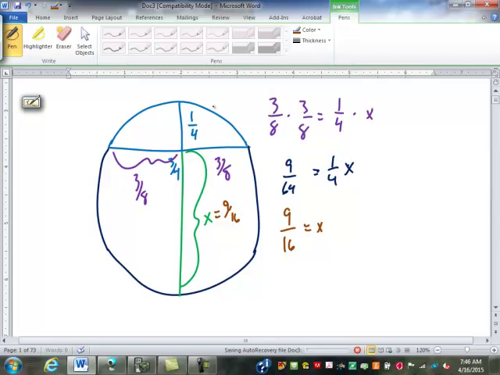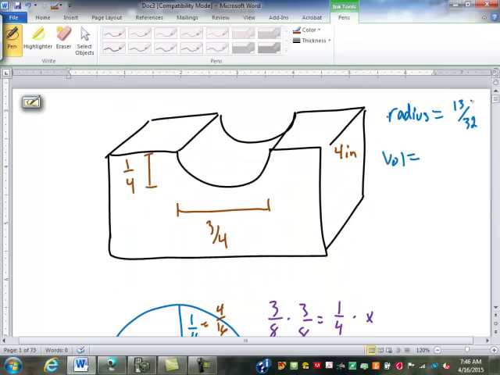Well, this 1/4 would be 4/16, so that adds up to 13/16. That is the diameter of that circle. So the radius is half of that, or 13/32. So somebody gets their gold star. Radius was correct, 13/32 of an inch.